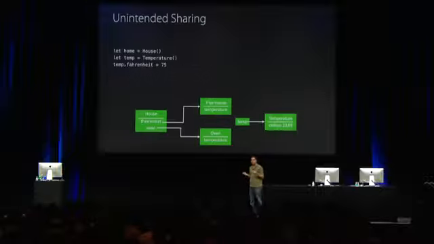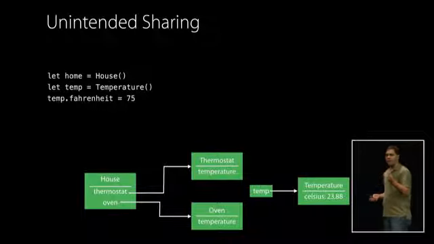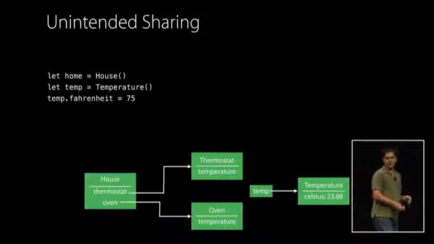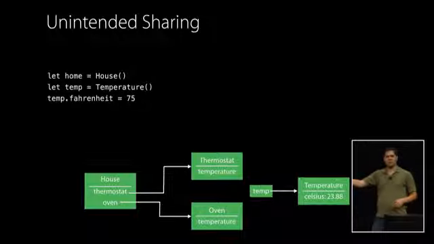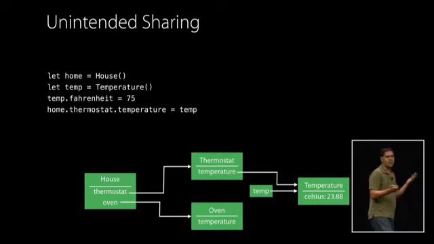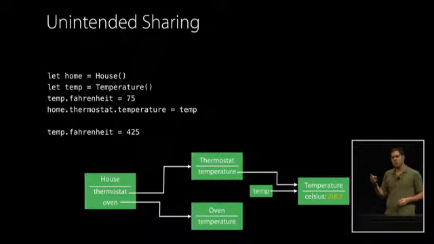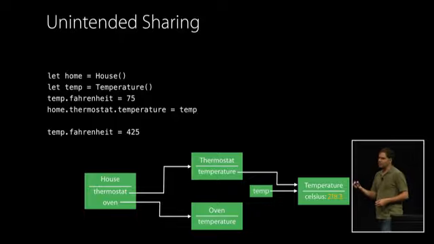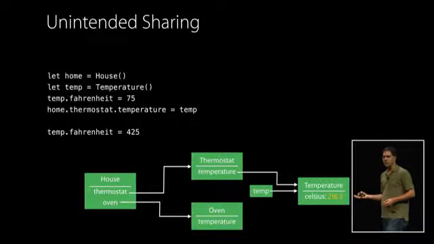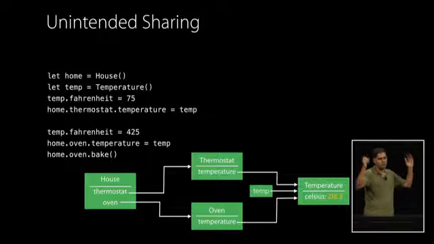We hit this case of unintended sharing. Think of the object graph. We have our house. It has a thermostat and an oven. We have this temperature object that temp points to. When we set our thermostat, we wired it to the same object as the temp. Things look fine until we go ahead and do a mutation. And now this unintended or unexpected sharing just caused us to set our thermostat to 425 degrees Fahrenheit. Okay, at this point, it was already game over, but just for good measure, let's wire our thermostat to our oven because we've lost already.